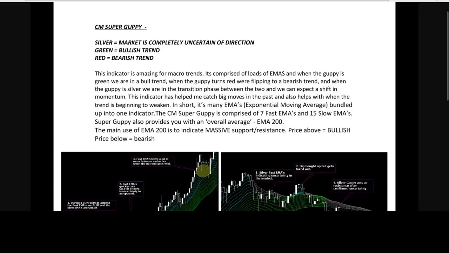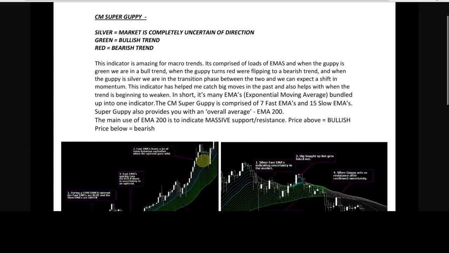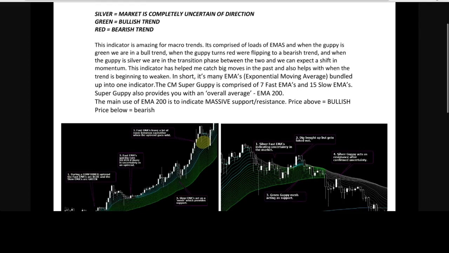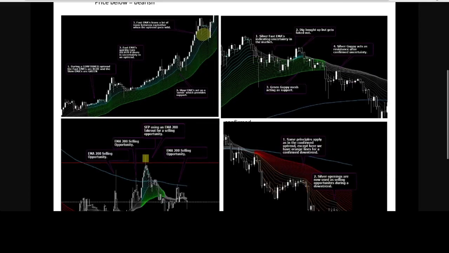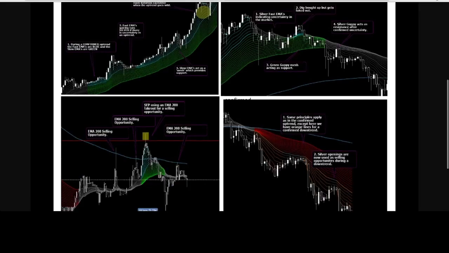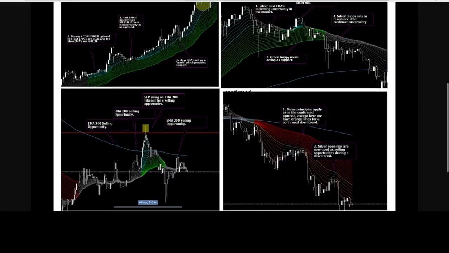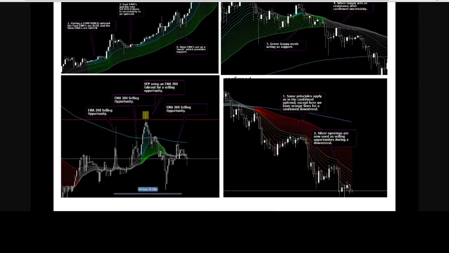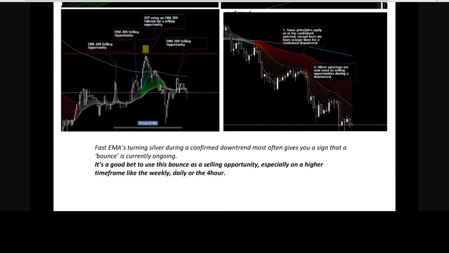But your silver means the market is completely uncertain of direction. Your green is a bullish trend. Your red is a bearish trend. And this indicator is amazing for macro trends. Okay, so here you've got it. Like we said, guys, remember silver means the market is completely uncertain. Green is good, red is bad. So you've got some of that green here, and then you've got the red here, which is bad. You do not want to be in when this is happening.